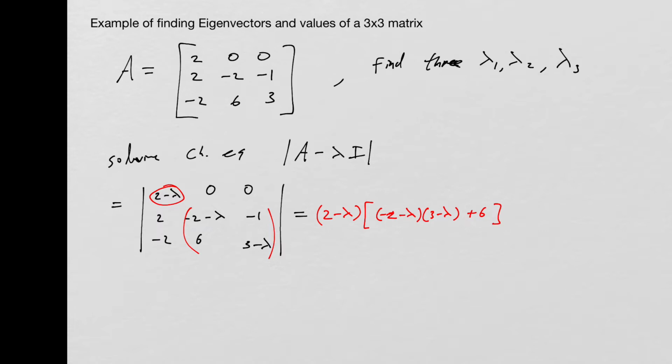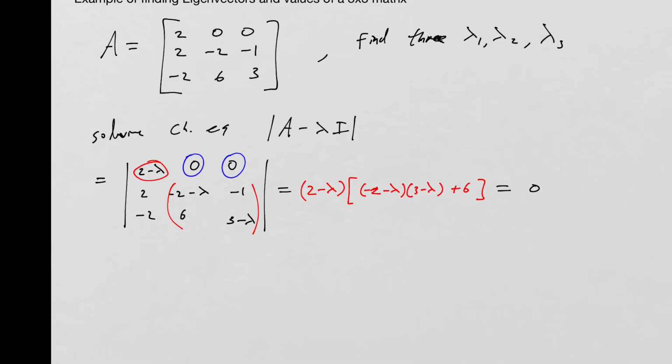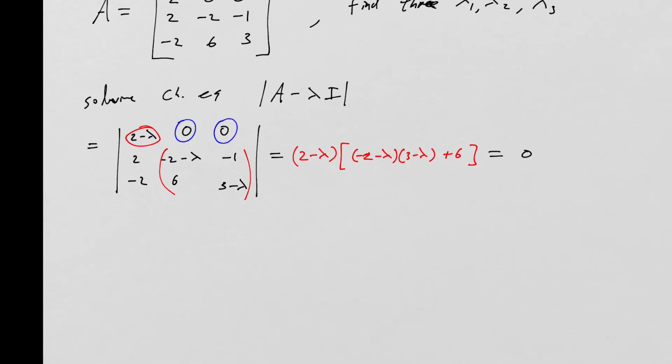And notice here that the next two things in the top row there are both zeros, so that means that this is going to be our characteristic equation. So now we just have to multiply this out to see what we get here. So let's multiply that out.